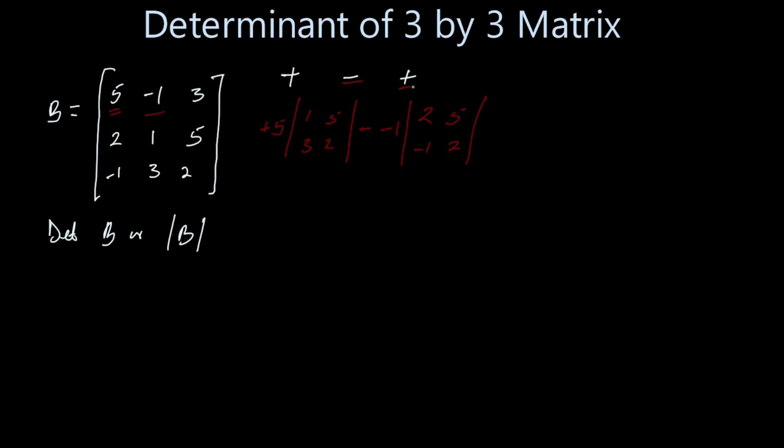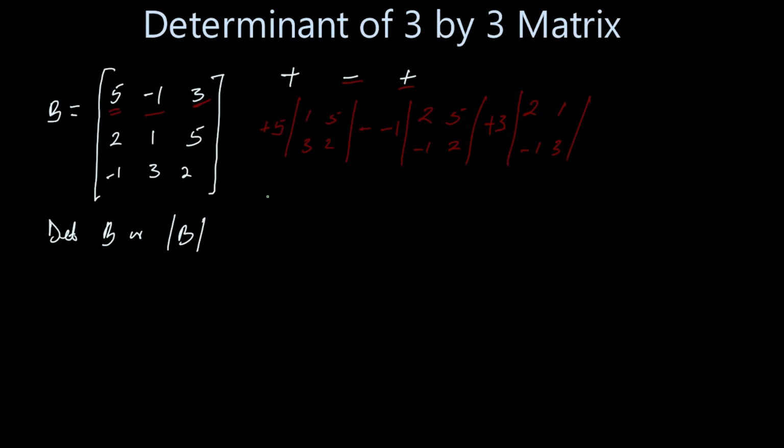Then lastly, we have a plus. So we have here plus. We move to our matrix. We pick 3. So plus 3. So we close again the row that contains 3 and the column. We remain with 2, 1, minus 1, and 3. So we write them down. So we have 2, 1, minus 1, and 3.